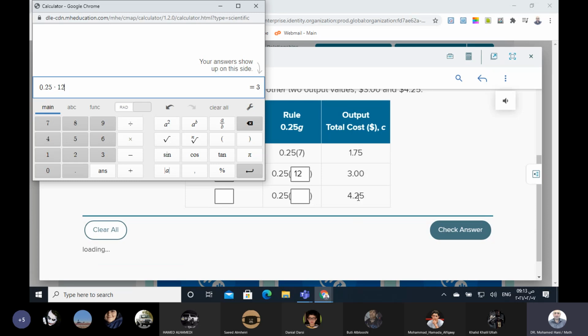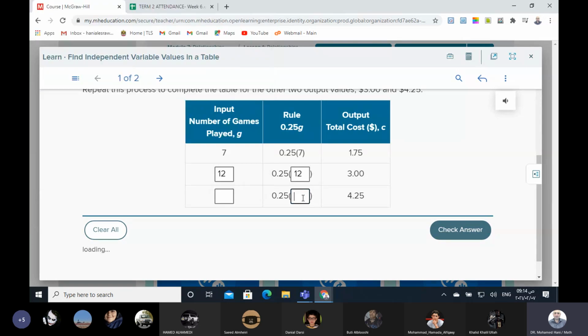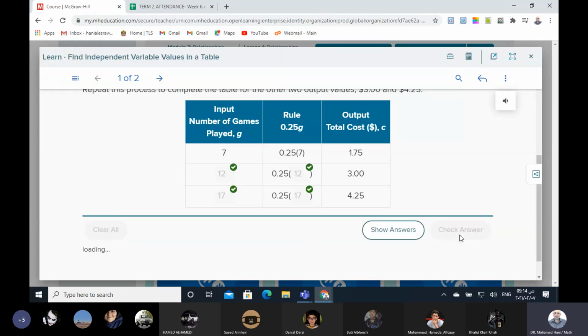Now here the same idea. Take the output 4.25, divided by 0.25. So the answer will be what? It will be 17. The answer here will be 17. So the value of the input will be 17.